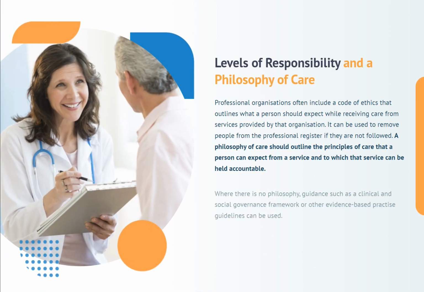Levels of responsibility and a philosophy of care. Professional organizations often include a code of ethics that outlines what a person should expect while receiving care from services provided by that organization. It can be used to remove people from the professional register if they are not followed. A philosophy of care should outline the principles of care that a person can expect from a service, and to which that service can be held accountable. Where there is no philosophy, guidance such as a clinical and social governance framework or other evidence-based practice guidelines can be used.